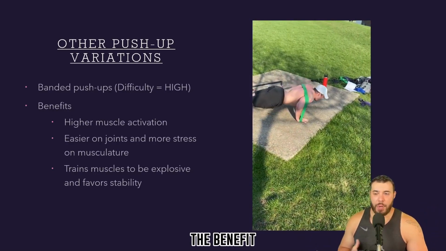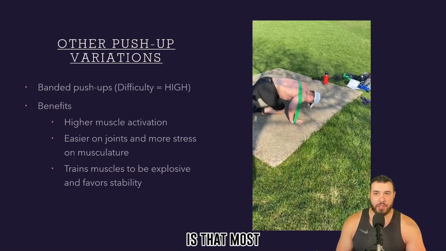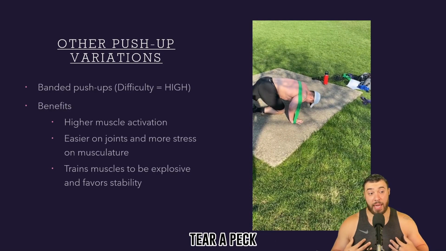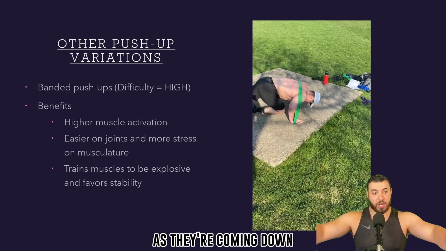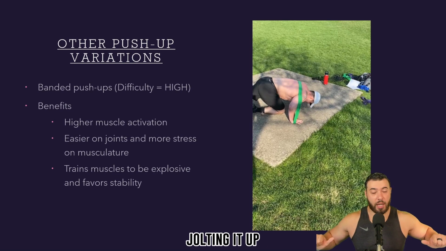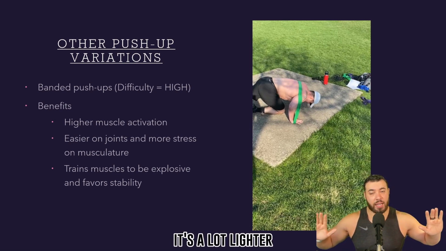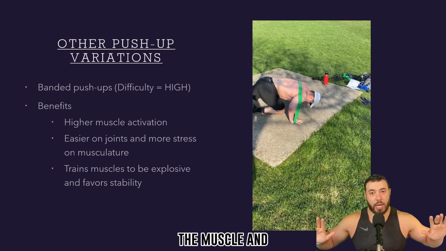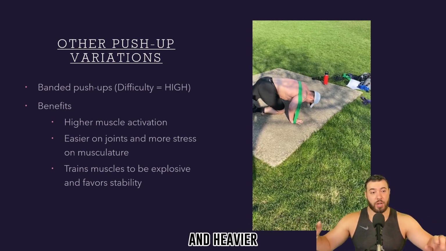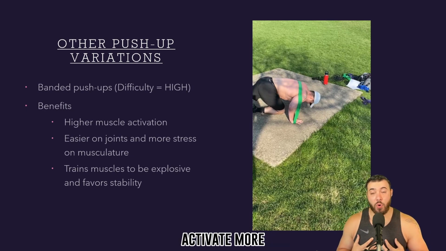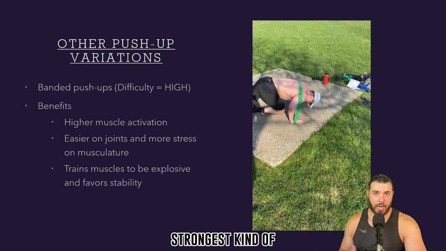You'll notice that the benefit of doing these banded workouts is that most of the time where people get hurt or tear a pec is at the bottom of the arc and as they're coming up. No one really tears a pec as they're coming down. It's usually when they're jolting it up that they tear it. The benefit of this is that as the band is down here, it's a lot lighter and easier on the muscle and easier on the joint where it's most mechanically weak. As you come up, it gets heavier and heavier, eventually causing the muscle to activate more where the joint is the strongest and where the muscle is the strongest. It prevents injury along the way.